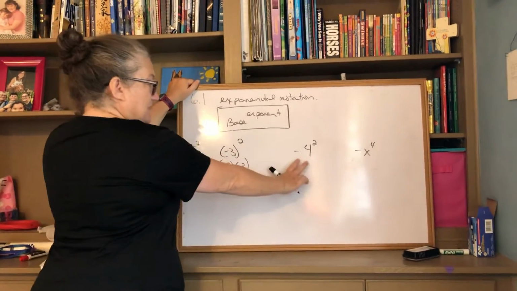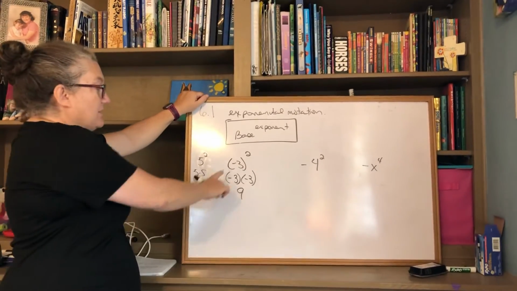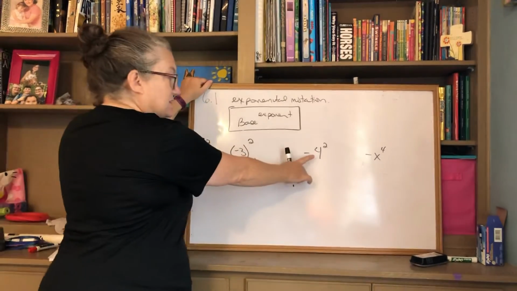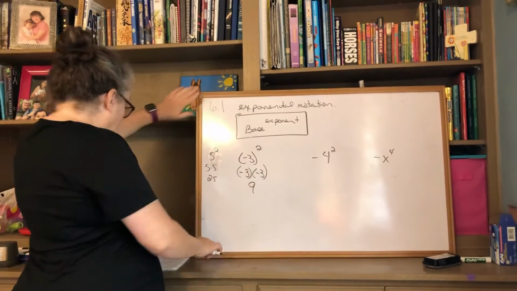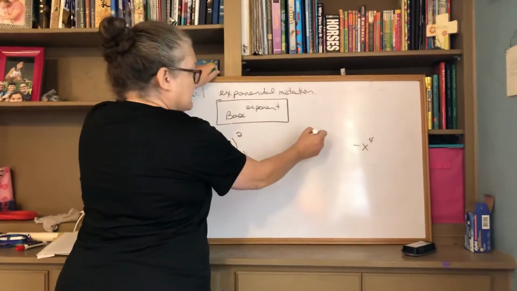Now, what's the difference between this exponent and this one besides the base of being 4? This one had parentheses. This one does not have parentheses. So the only thing that is being squared is the 4.